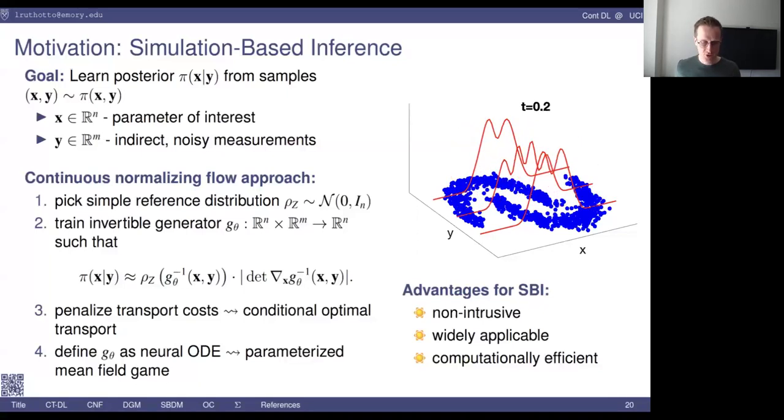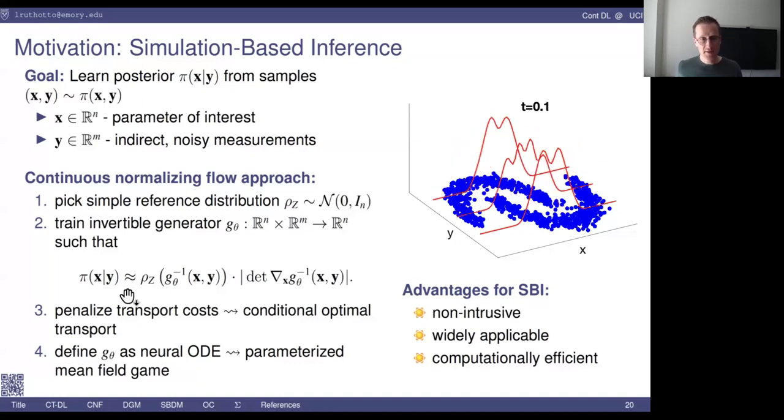If you've been following along, the change actually is quite simple. You start out with samples xy from the joint distribution. Let's say X is the parameter of interest and Y are indirect noisy measurements, which is the inverse problem setting. Then you pick a reference distribution in Rn, so in the X space, sorry, and you train an invertible generator. Basically, do a coordinate change from the X space to the Z space, to the latent distribution. Use a change of variables, and you're done.